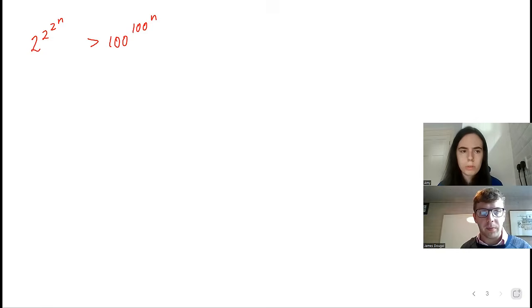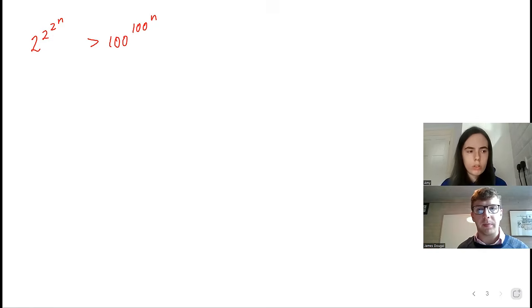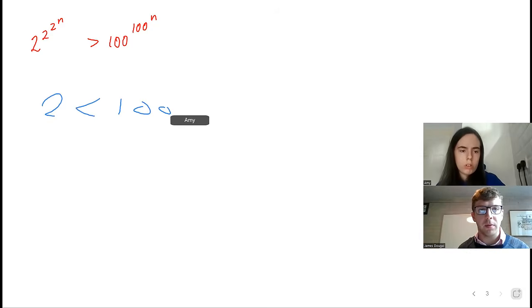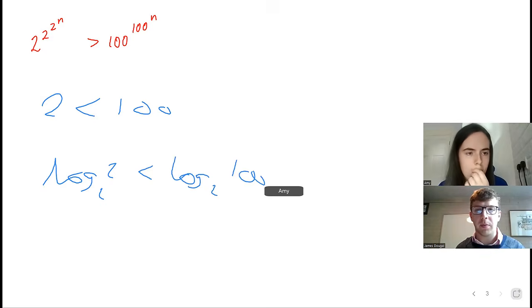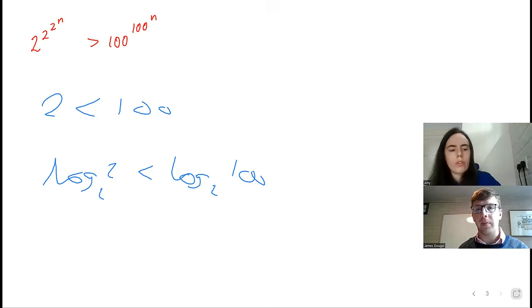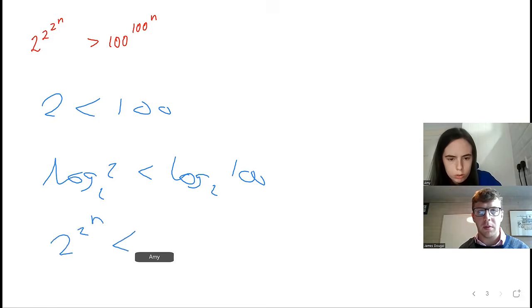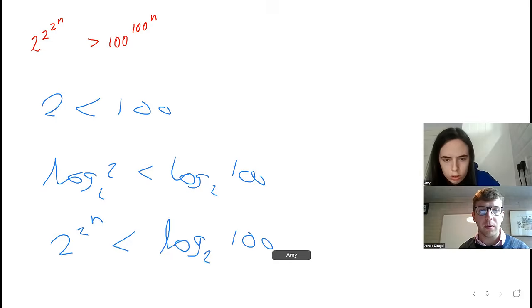We could use logarithms, so we could do log base 2. Because we know that if, say, 2 is smaller than 100, then log base 2 of 2 will be smaller than log base 2 of 100. So therefore, if we take log base 2, we're going to have log base 2 of 2 to the 2 to the n less than log base 2 of 100 to the 100.